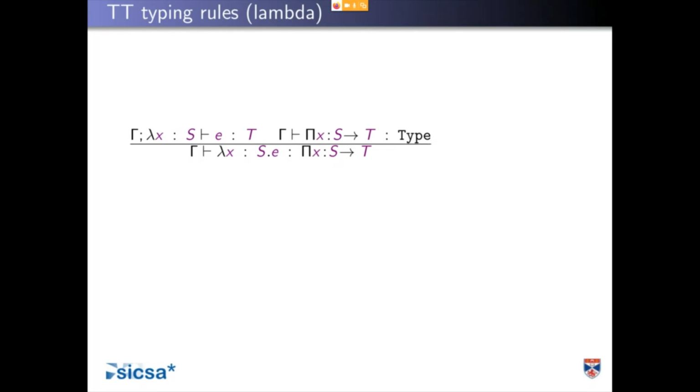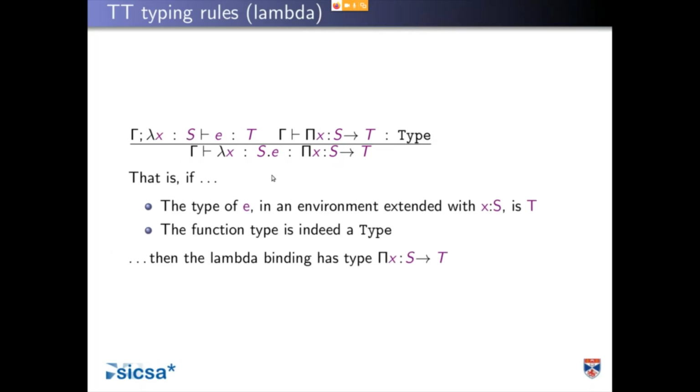Lambda is similar but a little more complicated because, well, lambdas are typed with pi's. So I'll give the text first. Just like in the pi, if we extend the environment with some x of type S, and we check that E has type T, and if we also check that this type, x in S arrow T, is a type, so as long as we know these two things, then we know that lambda x in S dot E, the whole expression we're checking, has this function type.